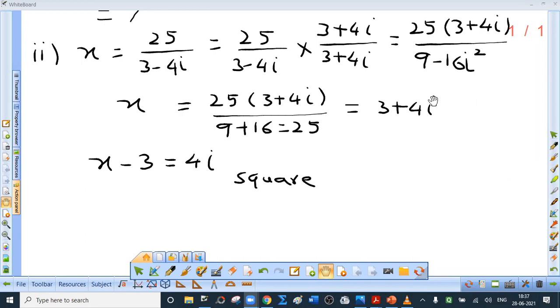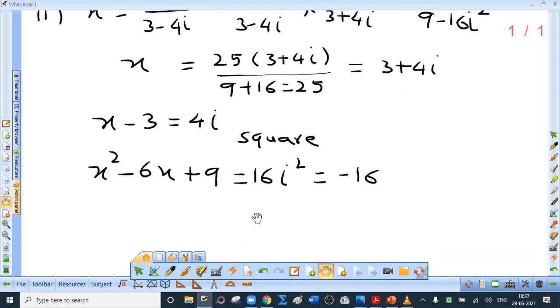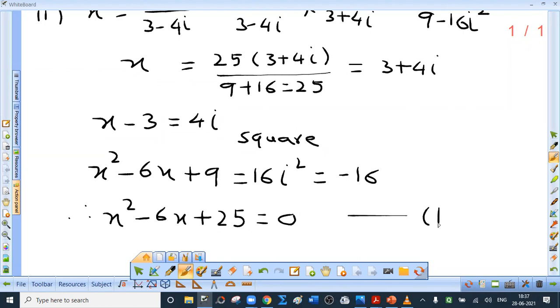So what is x minus 3? 4i. Now square. So x square minus 6x plus 9 equal to 16i square. i square is minus 1. So minus 16. Therefore, x square minus 6x plus 25 equal to 0. Okay. So we have to make use of this fact.